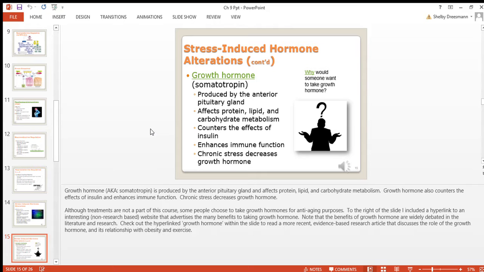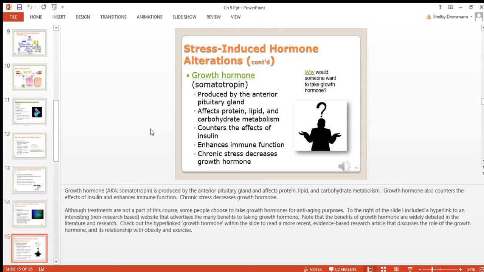Growth hormone is also called somatotropin and is produced in the anterior pituitary and affects protein, lipid, and carbohydrate metabolism. Growth hormone also counters the effect of insulin and enhances immune function. That needs to be starred. Chronic stress decreases growth hormone.